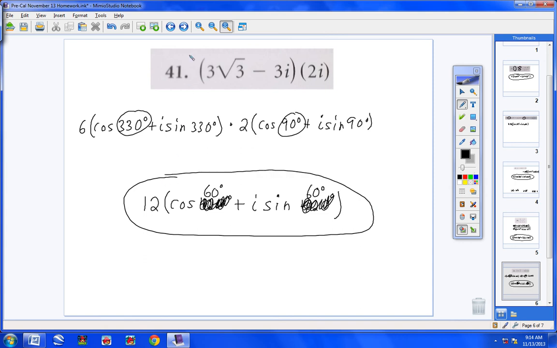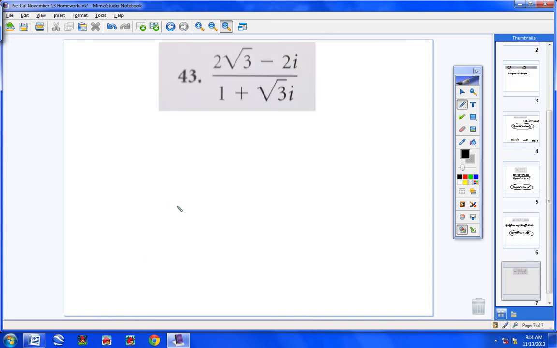One more to go. 5 down and 1 to go. So we've done well today. All right, number 43. Let's go ahead and take this top number here, 2 square root of 3 minus 2i, and let's write that in trig form very quickly. Now, 2 square root of 3 in decimal form is 3.46, about 3.5.